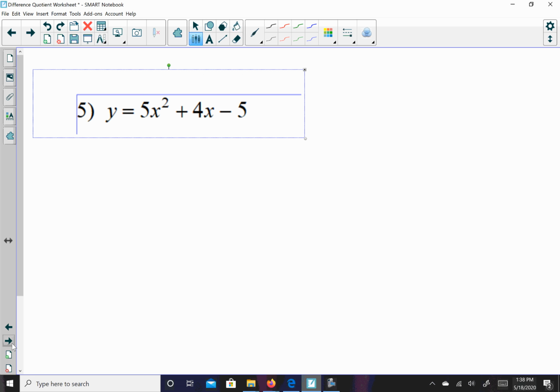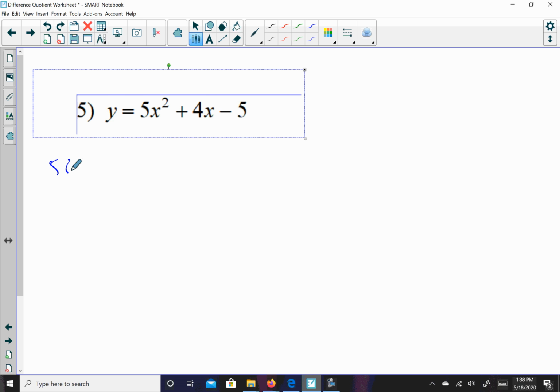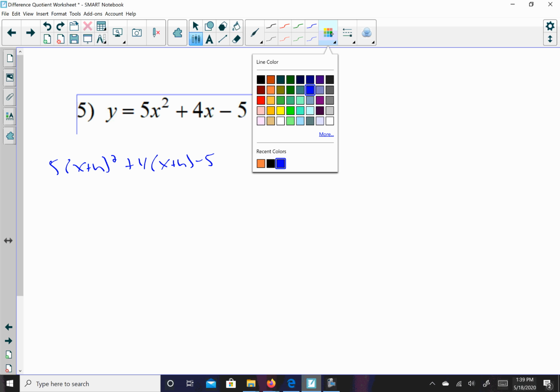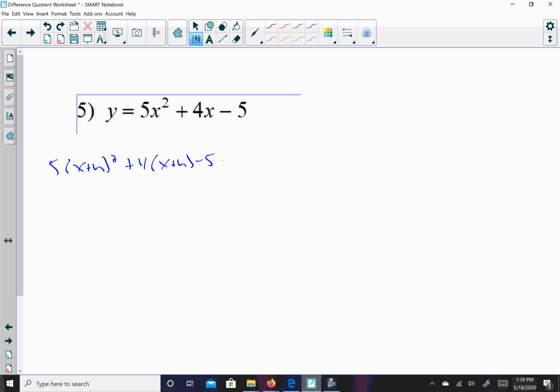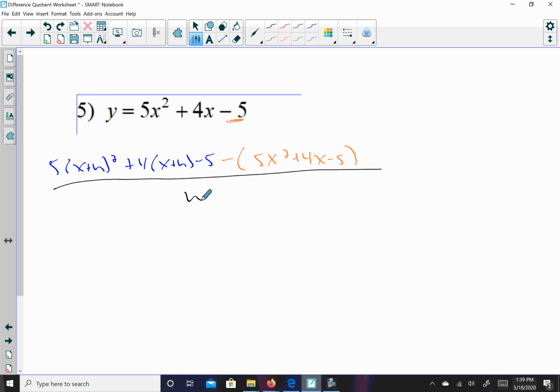And that's my final answer. Okay, let's do another one like that. So in place of the x, I'm going to write x plus h squared plus 4 times x plus h minus 5. That's just substituting in the x plus h. The biggest mistake on that is people always forget the constant. Don't forget the constant. Now I'm going to have minus, copying this down, and this is all over h.